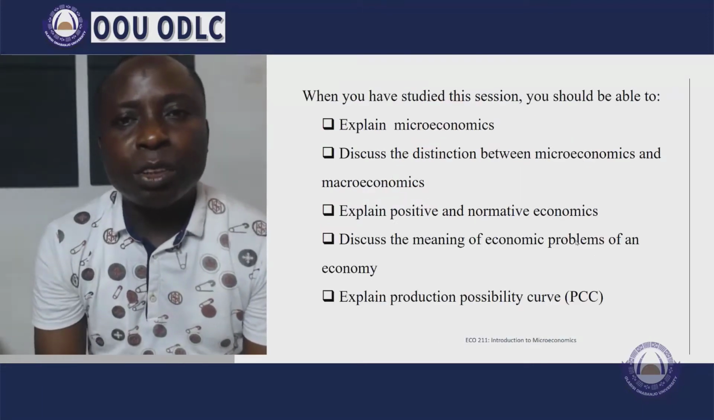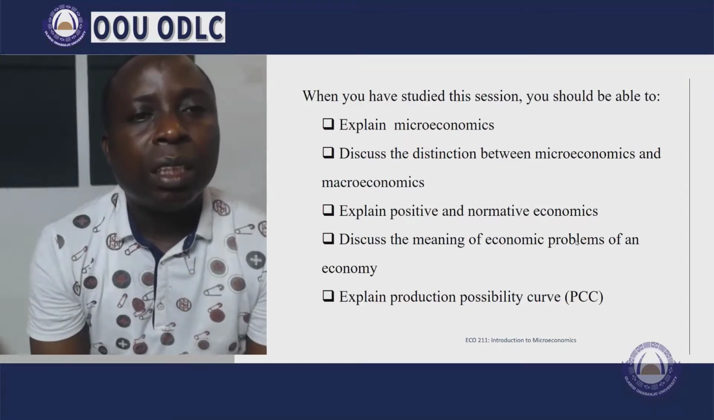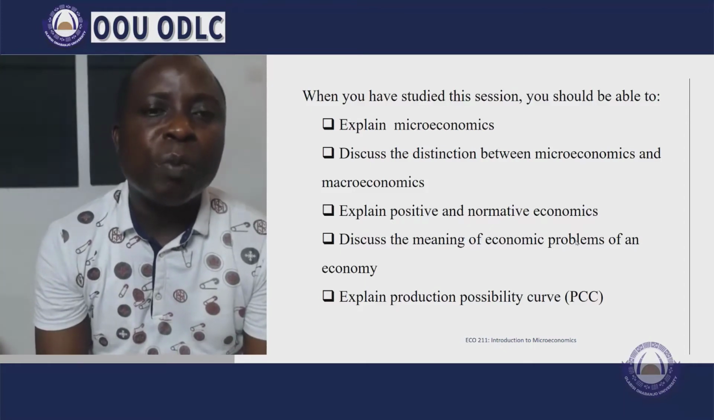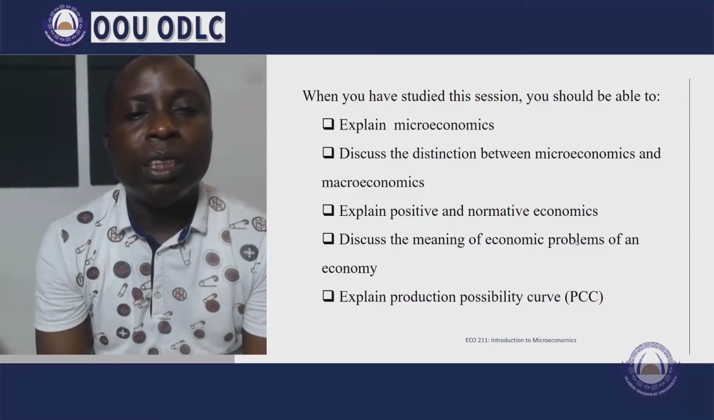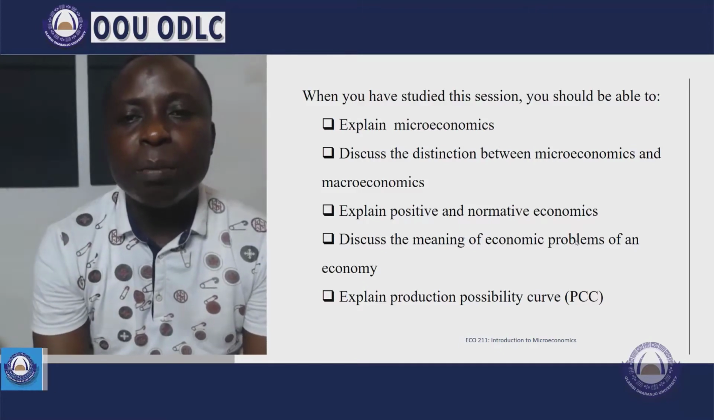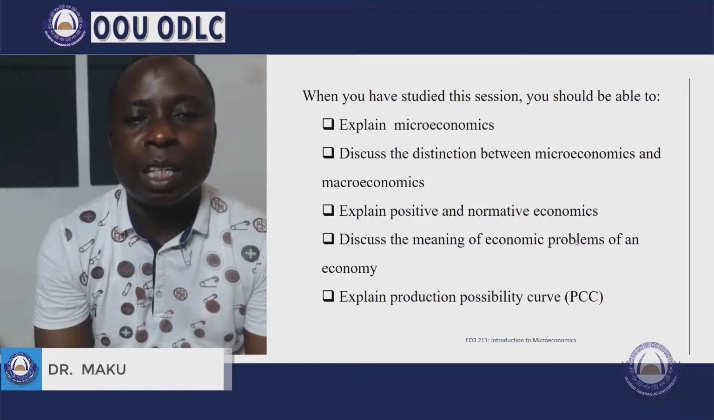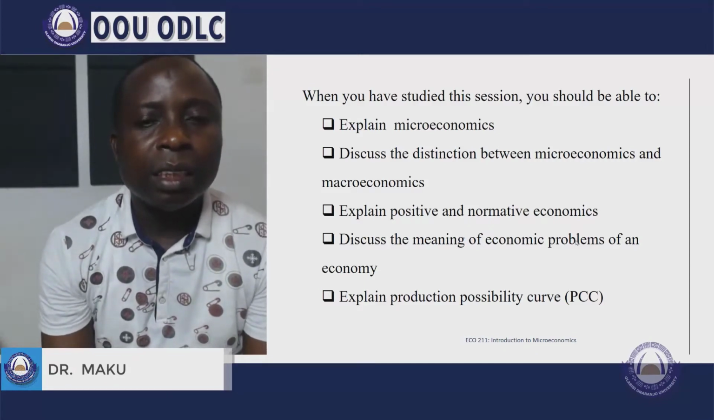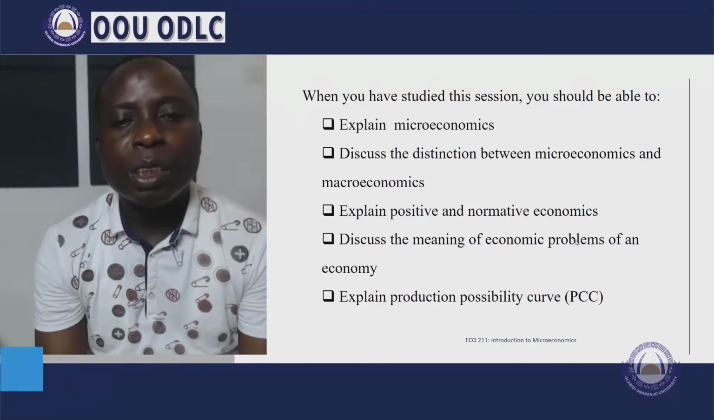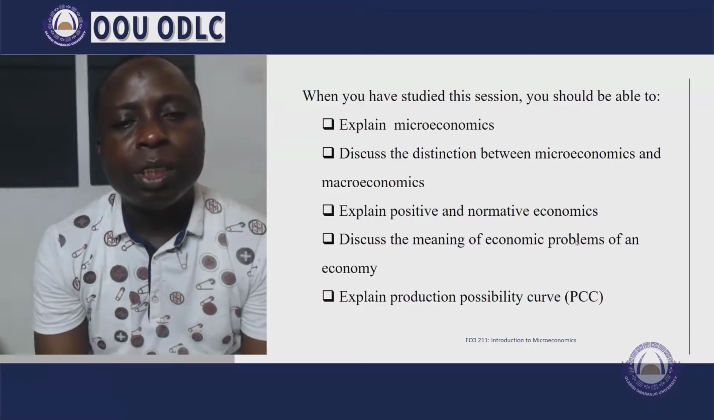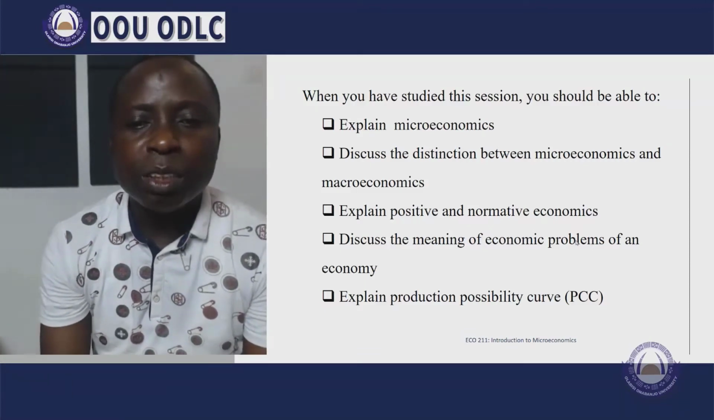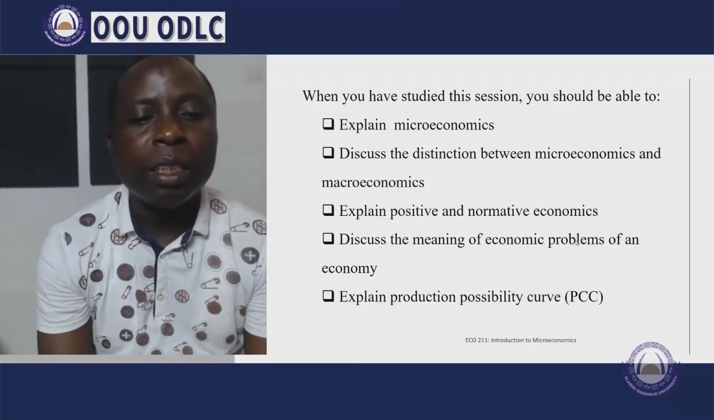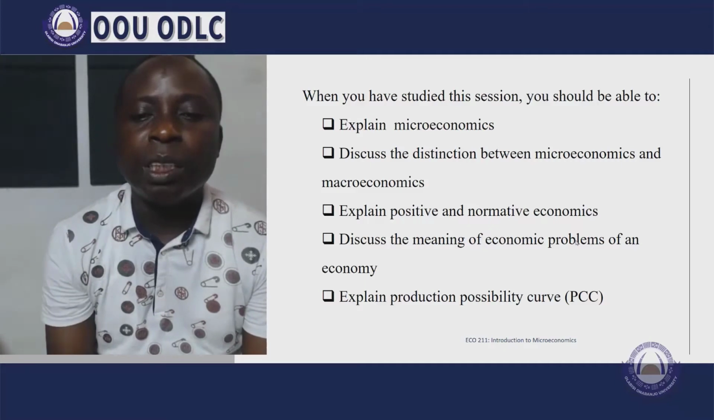From this study section 1, you will be able to explain the meaning of microeconomics, and discuss the distinction between microeconomics and macroeconomics. You will also learn the relationship between positive and normative economics. You will as well know the meaning of economic problems of an economy, and explain the production possibility curve.